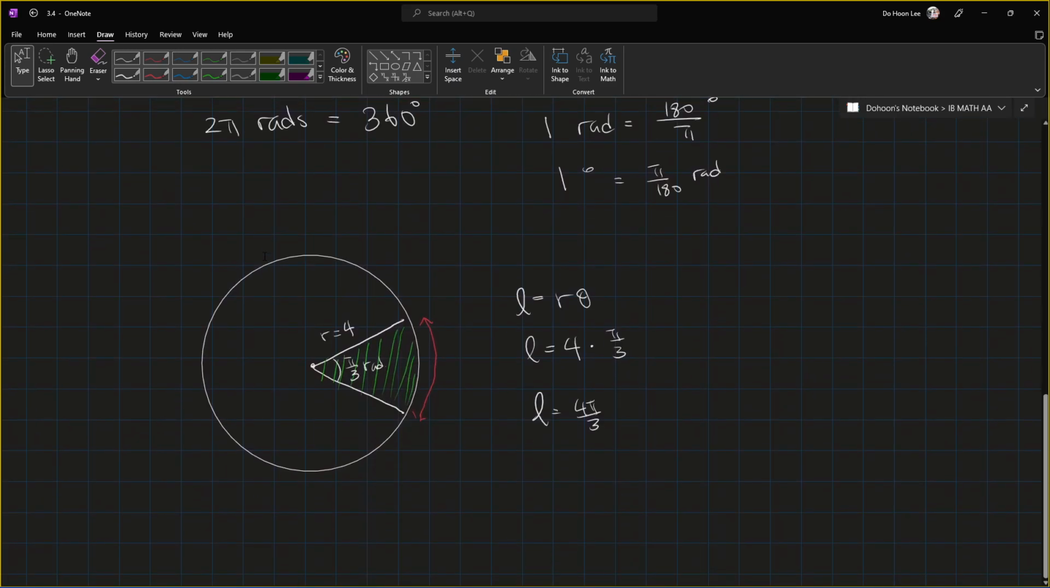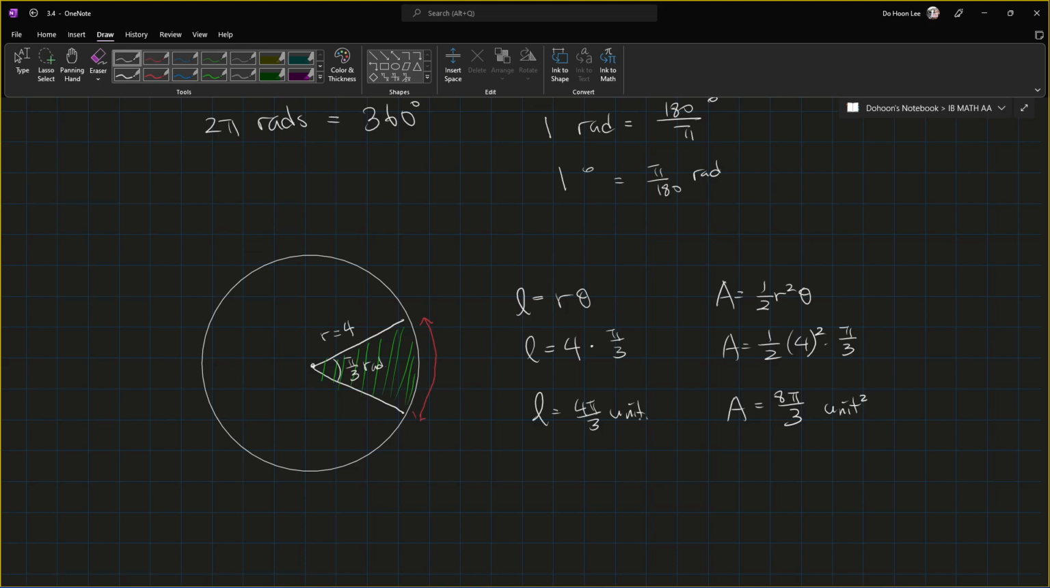So let's go back to the example here. Let's find the area of our sector. Well, I know A equals 1 over 2 r squared theta. Let's put all the values in. Put into the formula, and boom. The area is 8 pi over 3 units squared.